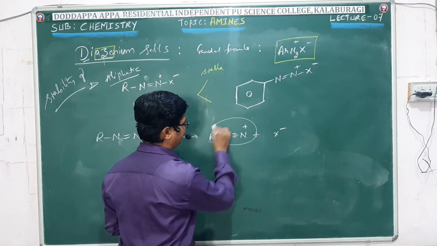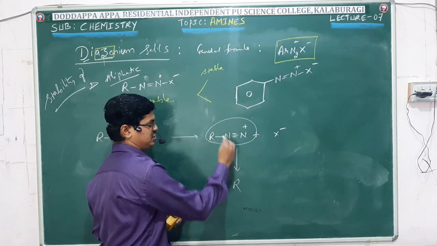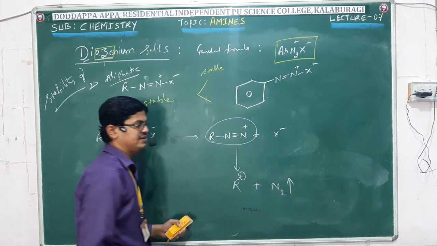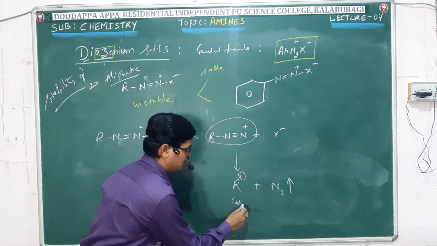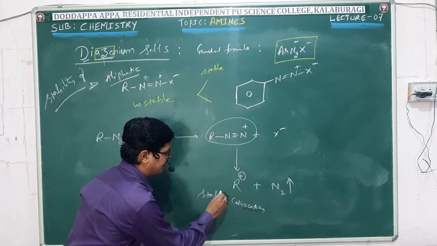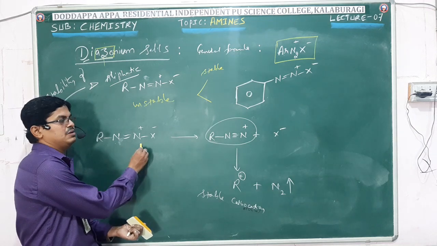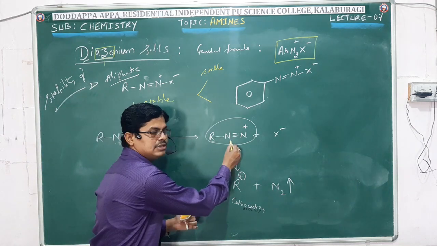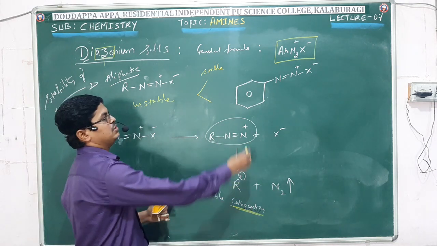This one further gives rise to R plus, as the positive charge shifts to that side, and N2 gas is liberated. This is what we get, a carbocation in the alkyl group, a stable carbocation. That means the aliphatic diazonium salt is unstable. At last it gives a stable carbocation.